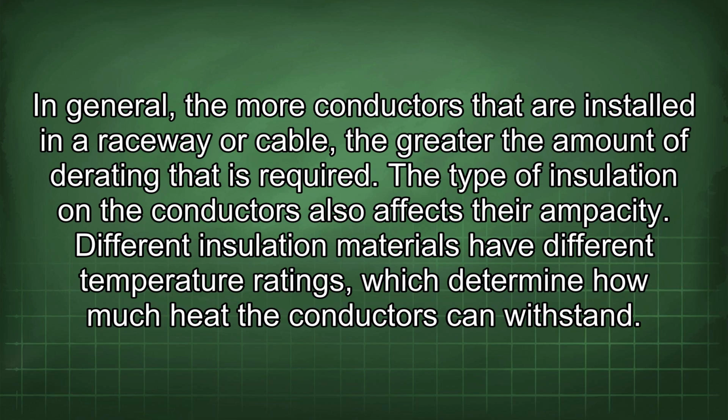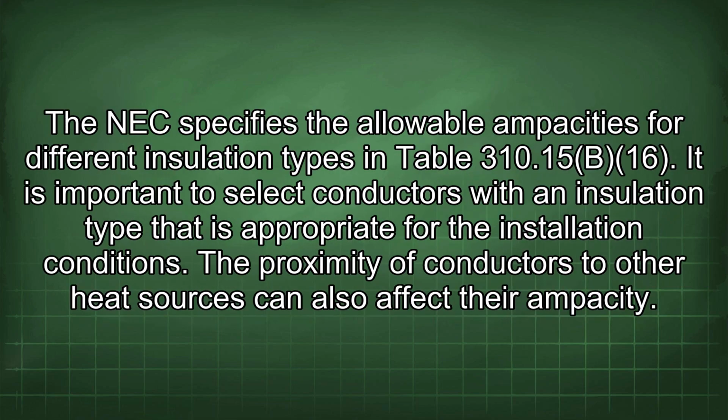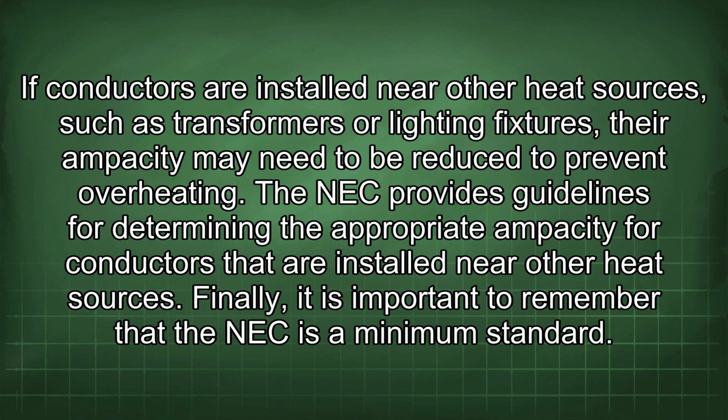Different insulation materials have different temperature ratings, which determine how much heat the conductors can withstand. The NEC specifies the allowable ampacities for different insulation types in Table 310.15(B)(16). It is important to select conductors with an insulation type that is appropriate for the installation conditions. The proximity of conductors to other heat sources can also affect their ampacity. If conductors are installed near other heat sources, such as transformers or lighting fixtures, their ampacity may need to be reduced to prevent overheating. The NEC provides guidelines for determining the appropriate ampacity for conductors that are installed near other heat sources.